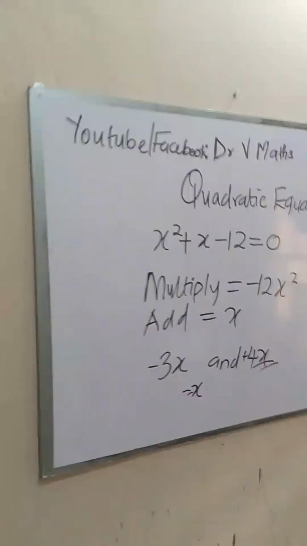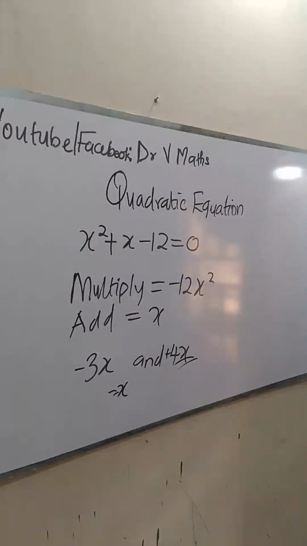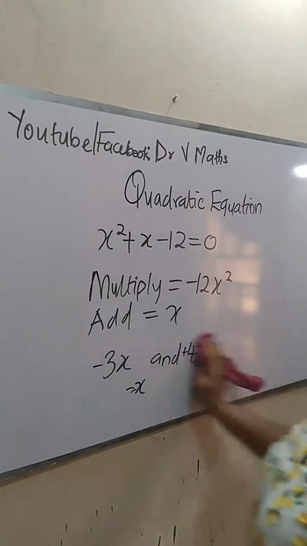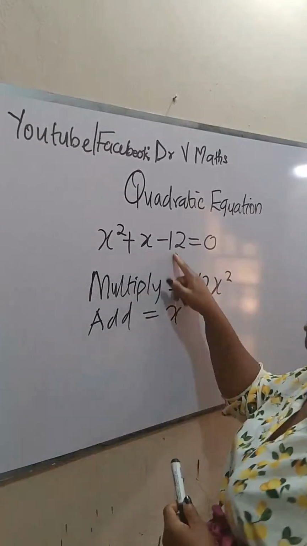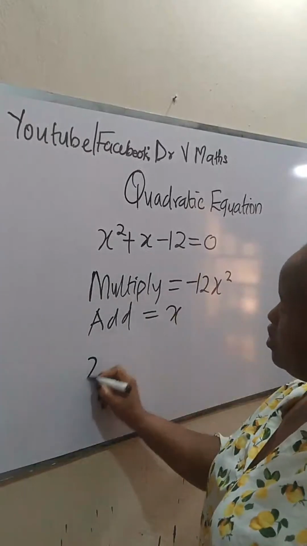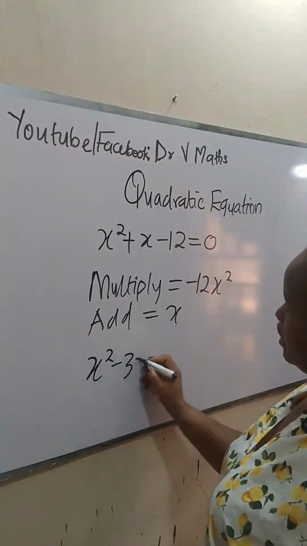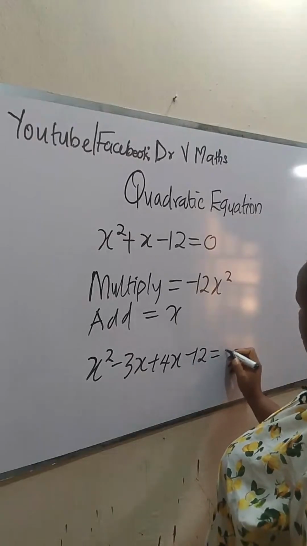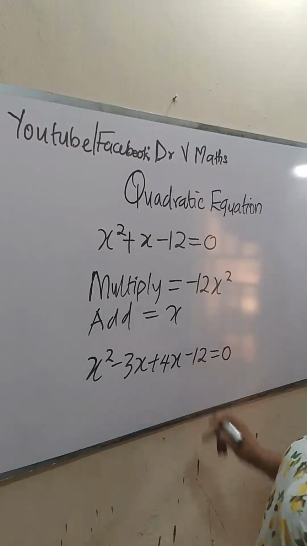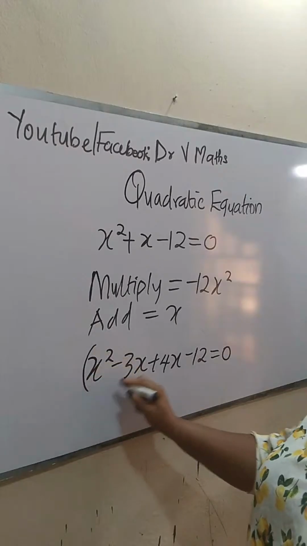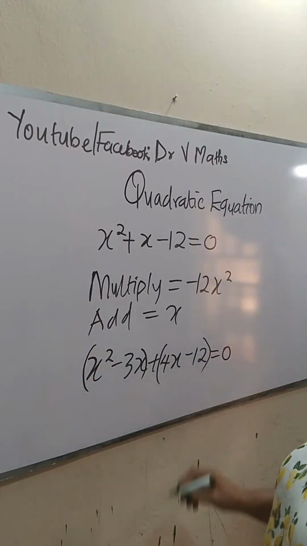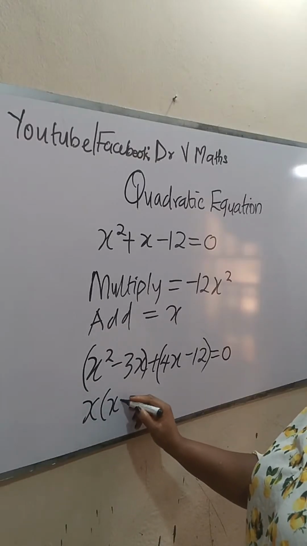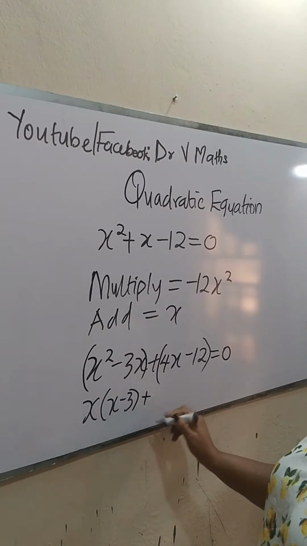Minus 3x and plus 4x. So we remove x and replace it with minus 3x and plus 4x. So we have x squared minus 3x plus 4x minus 12 equals 0. All right, so put parentheses, like I said. x is common, so we factor x out. We have x minus 3, plus 4 is common.